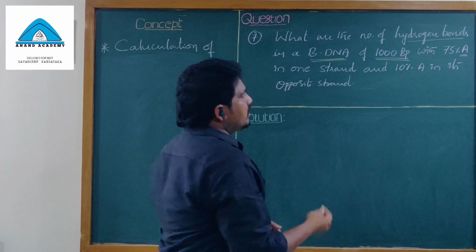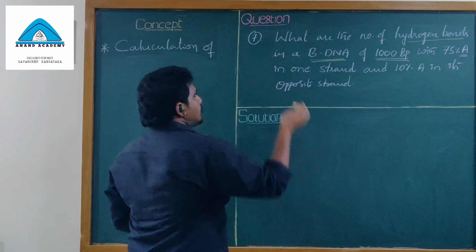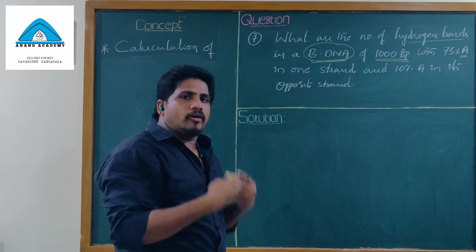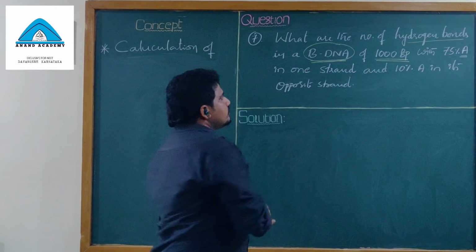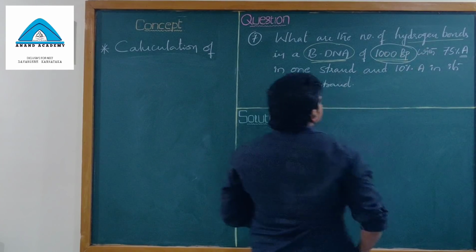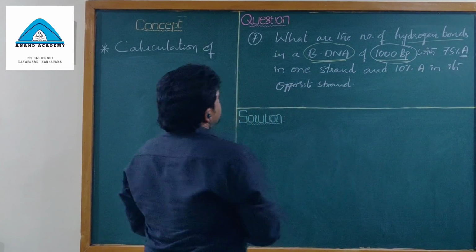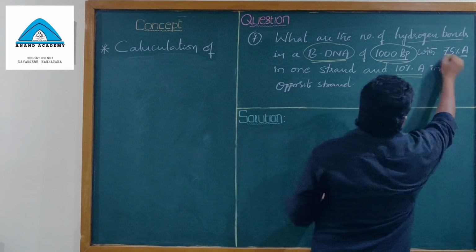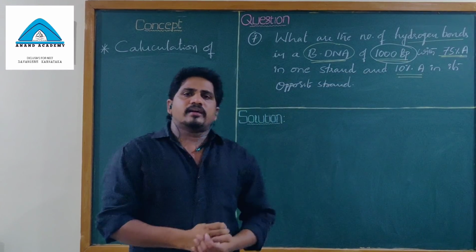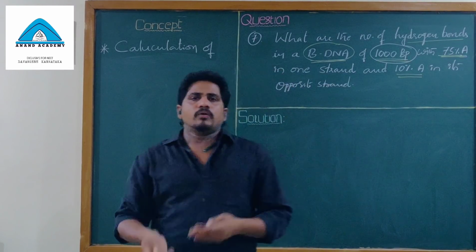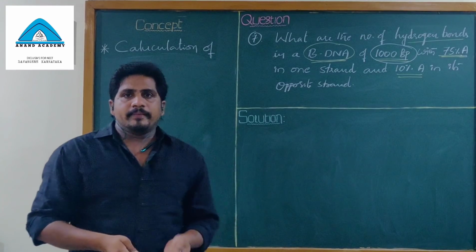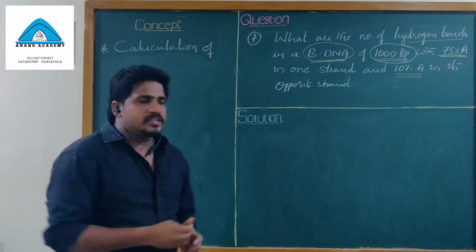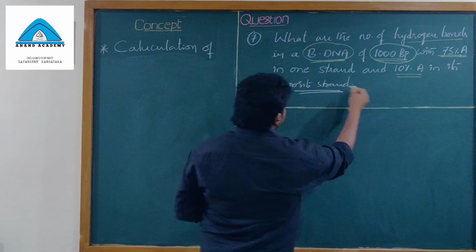Here the data is very clear. We have to find out the hydrogen bonds, but in the question the data is about BDNA, which is a common DNA. Before, all the sums happened on BDNA only. It is not the new one. And 1000 base pairs were given in that DNA. In that, 75% of adenine in one strand and 10% of adenine in its opposite strand. So this is the difference. Before, we calculated 30% or 10% of adenine or guanine or cytosine on the total DNA. But here there are two different strands, and one nitrogen base residue is mentioned. So let us see how we have to calculate.